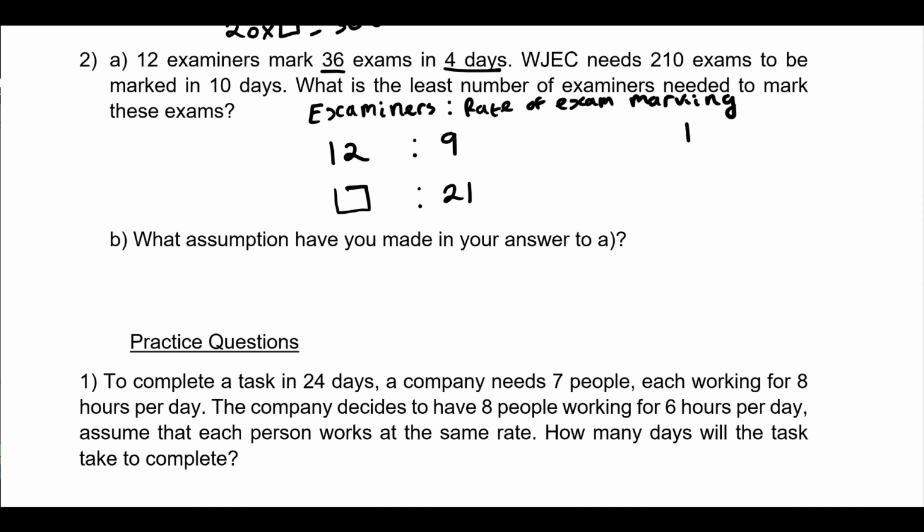So I now need to use equivalent ratios. I have 12 to 9, and my aim is to get to the rate of exams being marked as 21 per day. So what we could do is divide both sides of the top ratio by 3, which will give me 4 to 3, and then multiply both sides by 7, because that will make the rate 21 exams per day, and incidentally it will make the number of examiners 28. So we need 28 examiners.